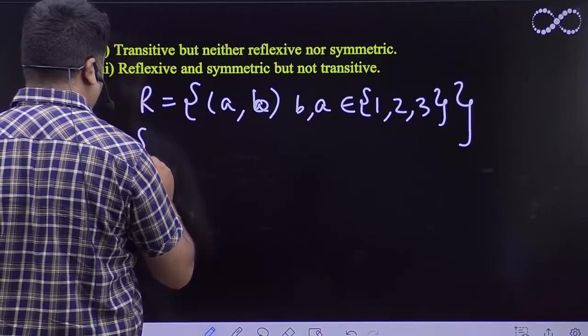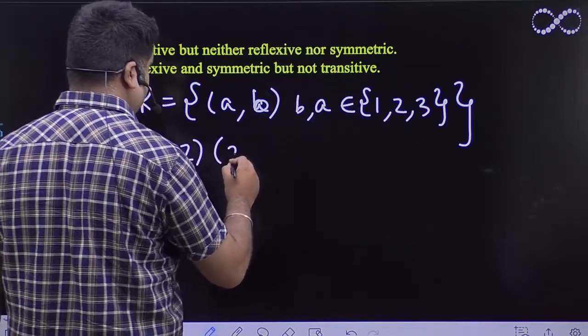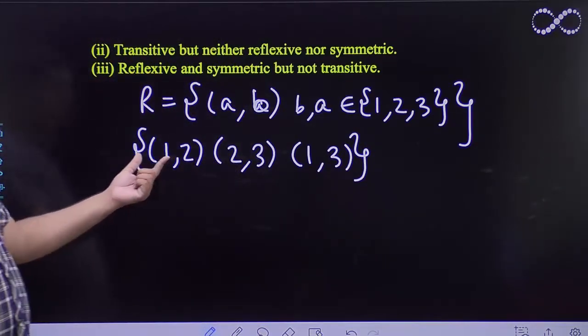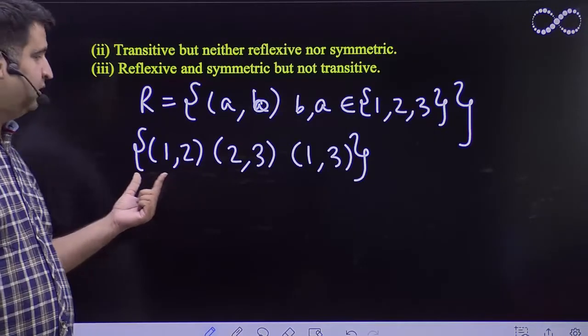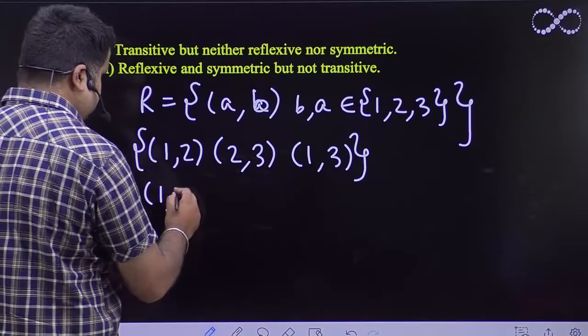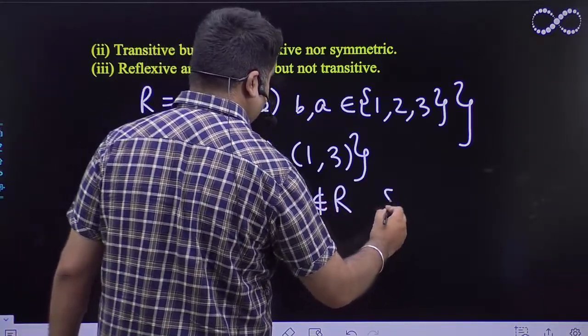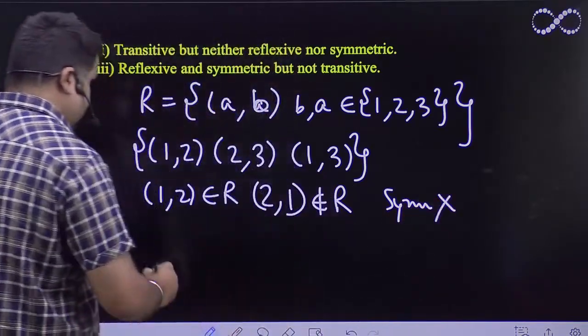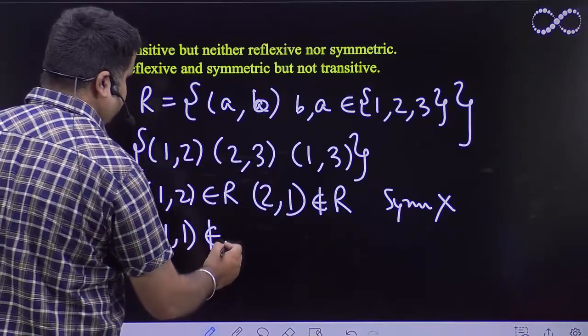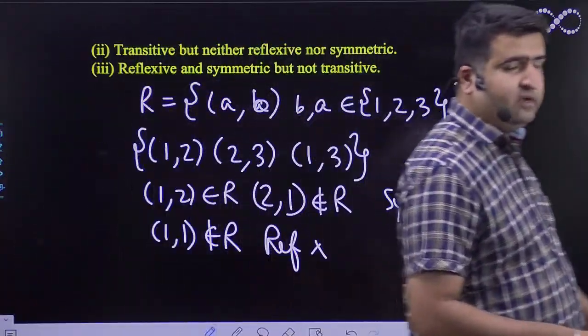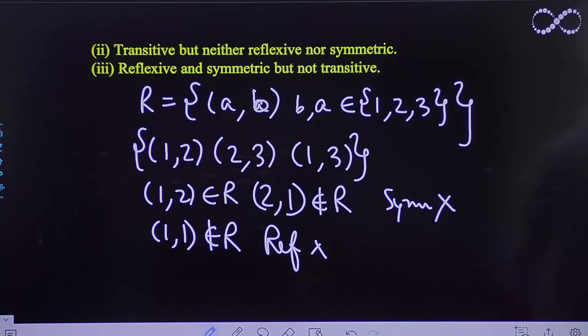So let's say we take a relation 1, 2, 2, 3, 1, 3. That's it. So in this, 1, 2 is there, but 2, 1 is not there, right? Therefore, this is not symmetric. Since 1, 1 is not there, 2, 2 is not there, 3, 3 is not there, therefore this is not reflexive. But this relation will be a transitive relation. So we all know why this will be a transitive relation, because 1, 2 is there, 2, 3 is there, and then similarly 1, 3 is also there.